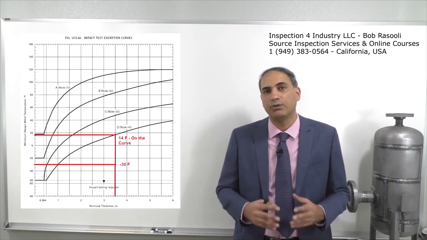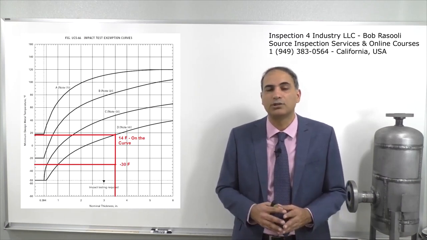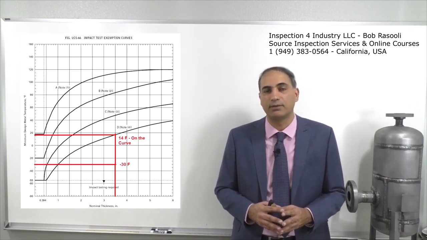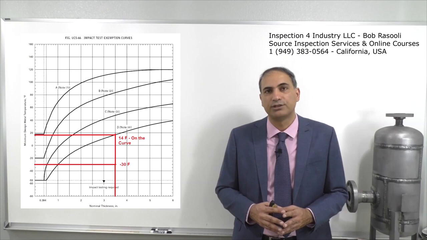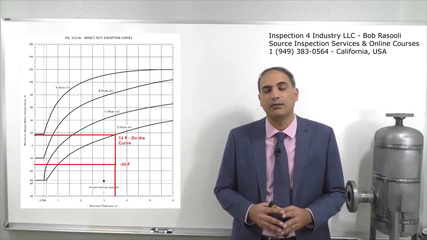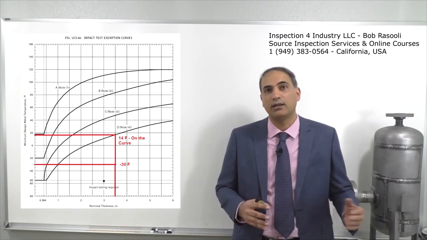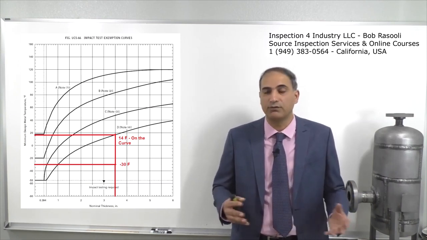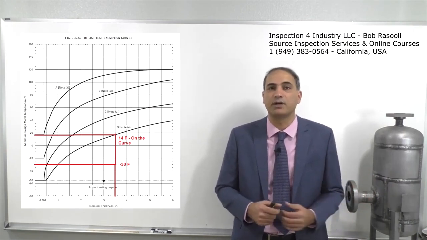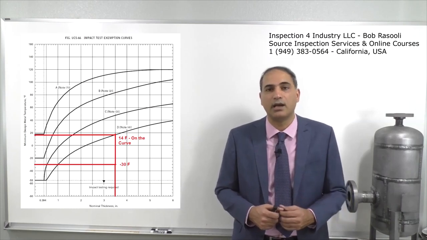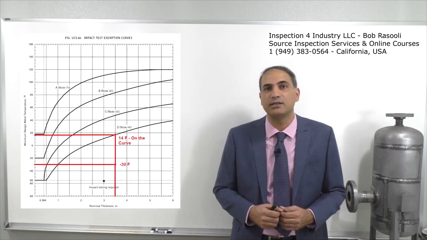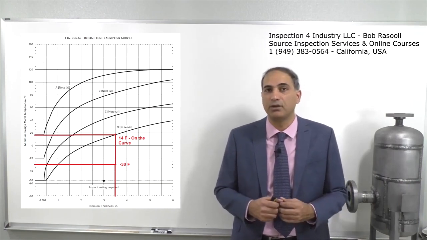Now, what we are going to do here is draw 2 lines. My thickness is 3.25 inch. I'm going to draw a line from the 3.25 inch to cross curve D, and then I'm going to draw a line from the minimum design metal temperature, which in my design documents is minus 30 degrees Fahrenheit. I'm going to draw a horizontal line, and they cross each other below curve D. As you can see on the screen, they are crossing each other below the curve.